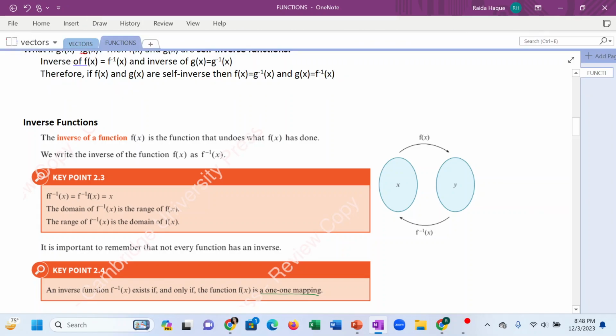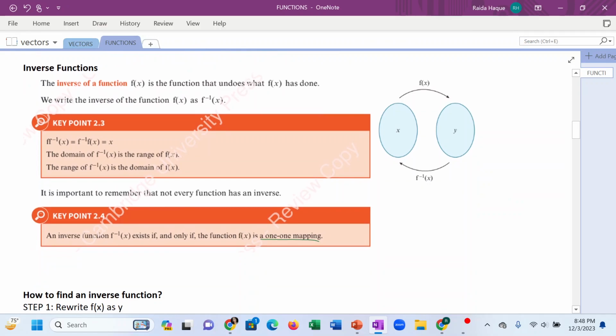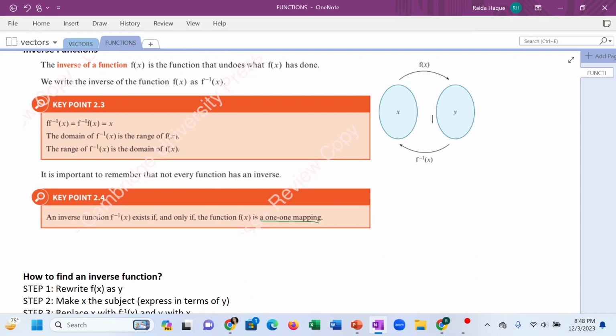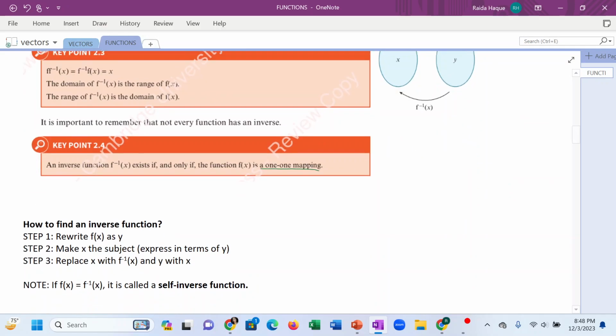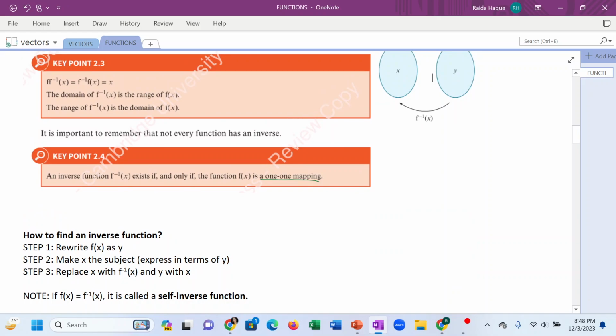Now, moving on to the next part. How do we find an inverse function? Since we already know that there is an inverse function, we also need to know how to find that inverse function. There are three basic steps. First, we will rewrite f(x) as y. Step 2, we will make x the subject and express it in terms of y. And step 3, we will replace x with f inverse x and y with x.